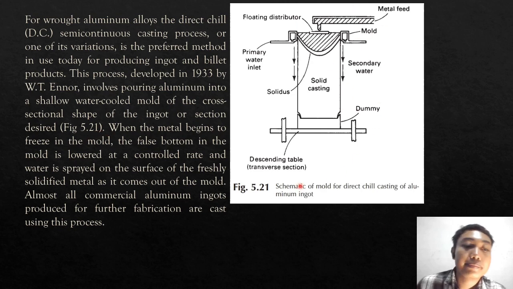like Figure 5.21. When the metal begins to freeze in the mold, the false bottom in the mold is lowered at a controlled rate, and water is sprayed on the surface of the freshly solidified metal as it comes out of the mold. Almost all conventional aluminum ingot production for fabrication is cast using this process. Next.